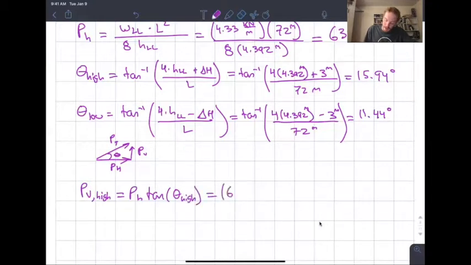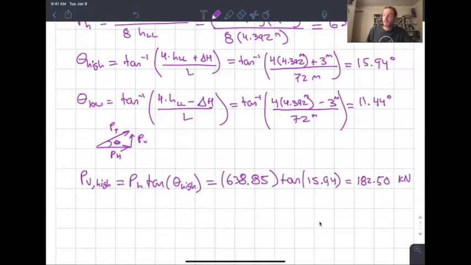So 638.85 times the tangent of 15.94. And if you run that, you get 182.50 kilonewtons. Make sure you're getting your units on all your numbers here.